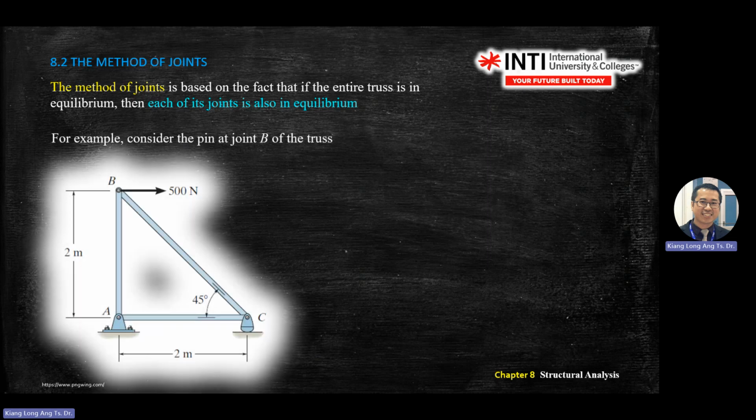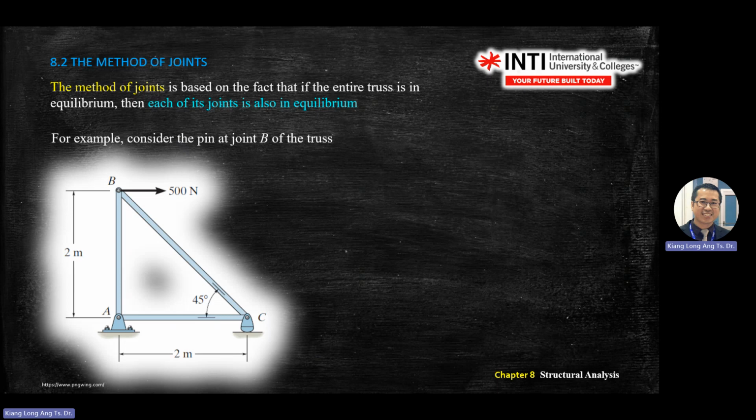Okay, so let's look at this example. You have ABC with 45 degrees, 2 meters from A to B, with the external force 500 Newton. Distance A to C is 2 meters. This is the pin, so you have AX, AY. C is a roller here, so they only have CY, don't have CX.